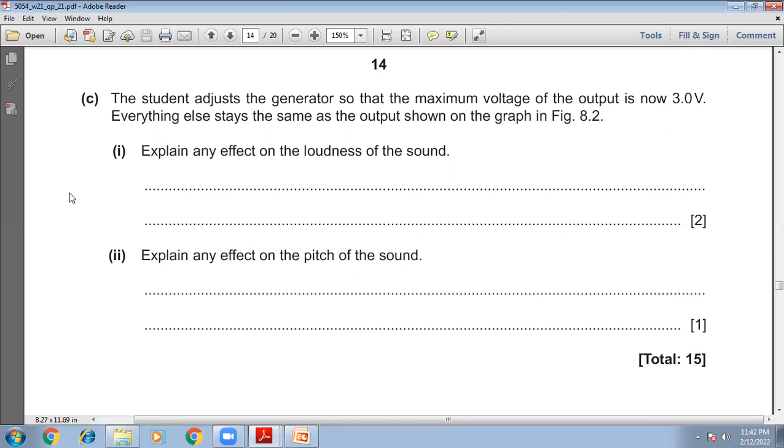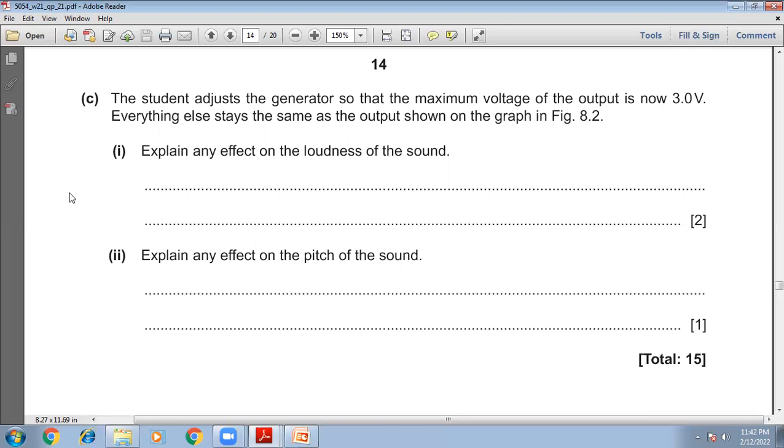In the second part, he says explain any effect on the pitch of the sound. You see, if you decrease the voltage, it has no effect on the time period of the wave. It has no effect on the time period of the vibration. It has no effect on the frequency.